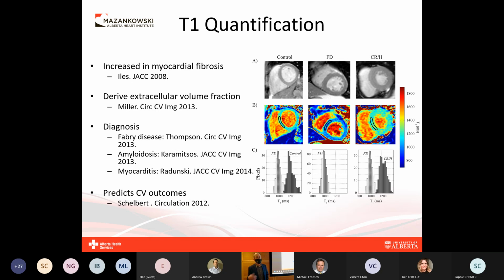And then T1 mapping is commonly used to evaluate for amyloidosis, as well as myocarditis. And Eric Shelbert in the US has shown in at-risk patients for heart failure that T1 mapping does predict incident heart failure down the road. So if you do T1 mapping on patients and follow them over time, the ones with higher T1 values, many of them go on to develop heart failure.